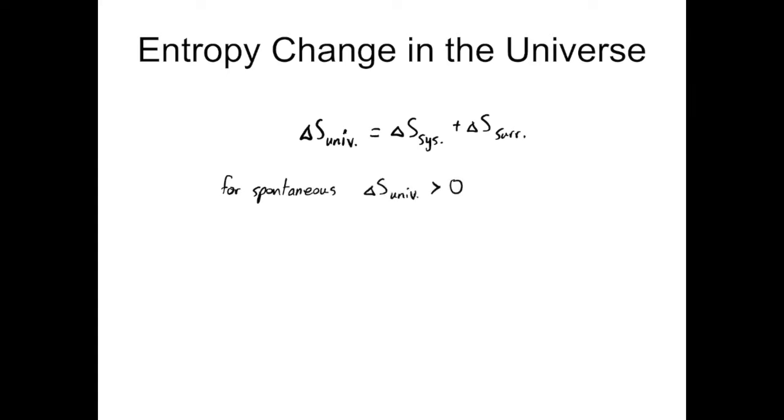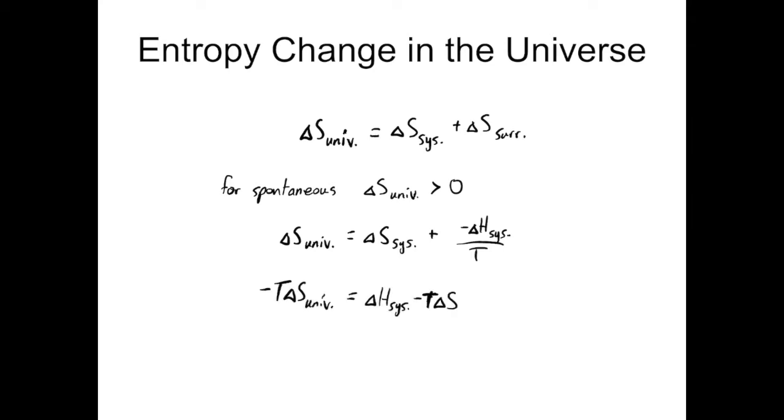And we can combine these different expressions from this slide and the previous one to give us an expression for delta S universe that includes delta H. And if we multiply both sides of this expression with a negative T, we'll end up with the following. And in and of itself, this equation is not particularly useful, but we can convert it into something that is considerably more useful.